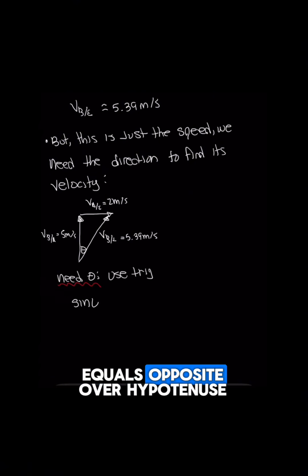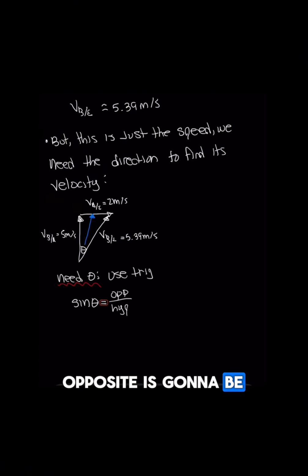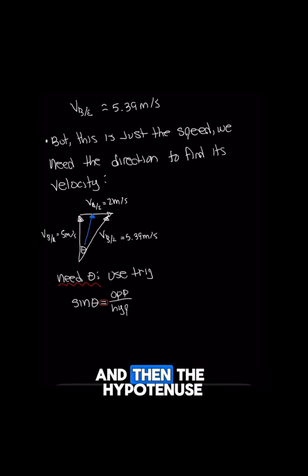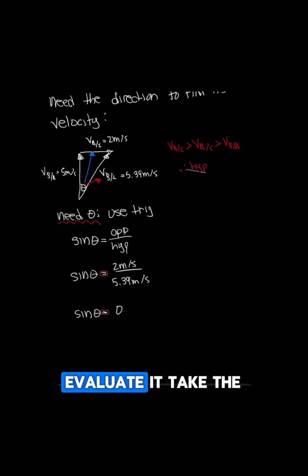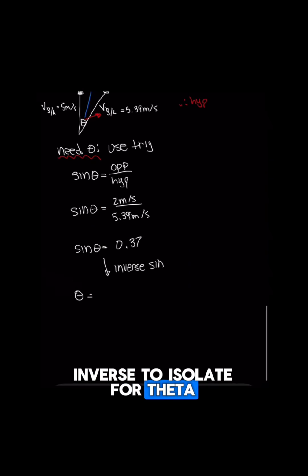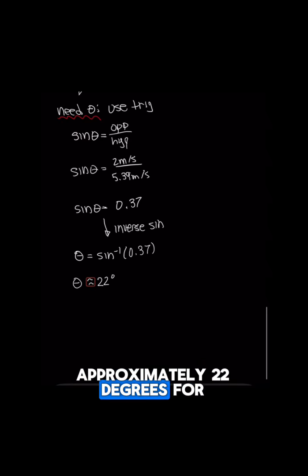We use sine theta equals opposite over hypotenuse. Opposite is going to be VA/E because it's opposite to theta. And then the hypotenuse is going to be 5.39 meters per second because that's the largest side length. So if we plug that in, we get this expression here. Evaluate it, take the inverse sine to isolate for theta, and then we get approximately 22 degrees for the final answer.